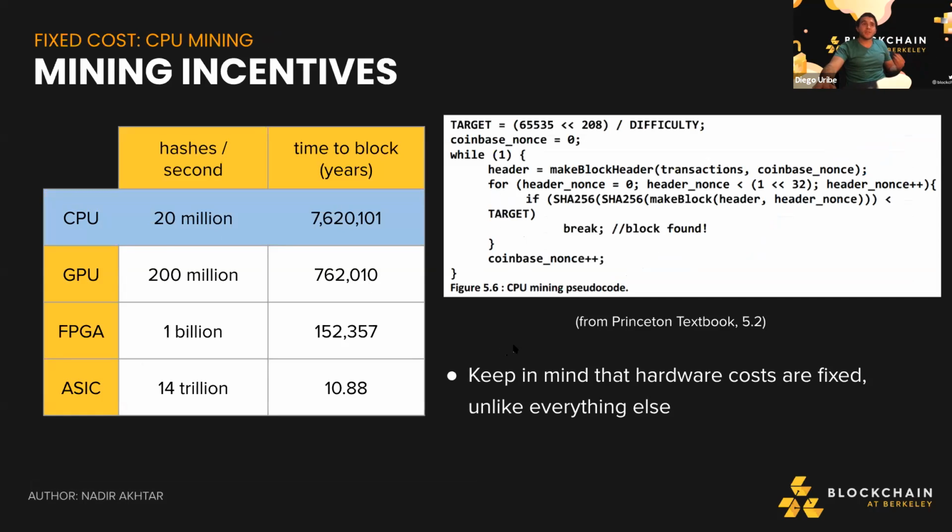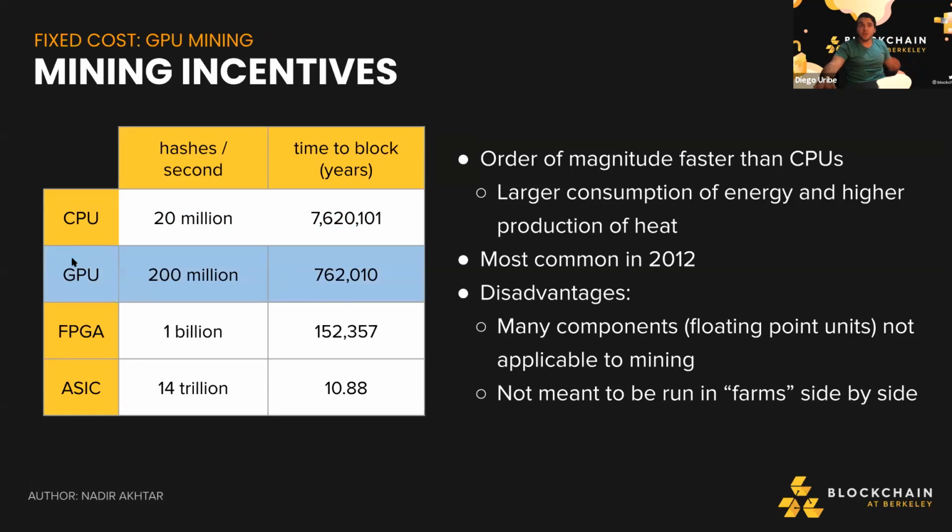However, then people noticed that we could use more powerful hardware. So they got into using GPUs. And as you can see, they're one order of magnitude faster than CPUs. There's a larger consumption of energy and higher production of heat at the expense of a higher hash rate compared to CPUs. I think if you use a CPU, the current time to find a block is around 7 million years. If you use a GPU, it's going to be around 700,000 years.